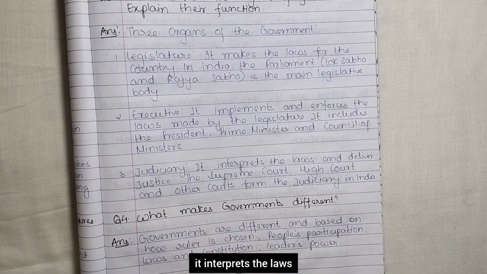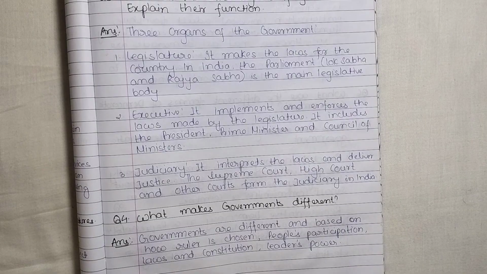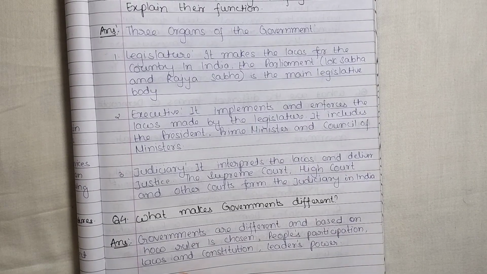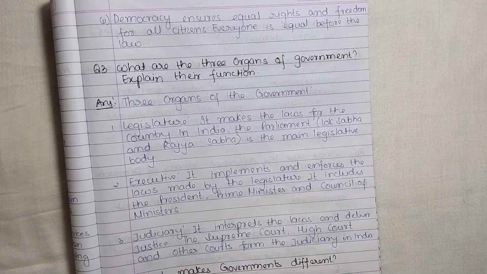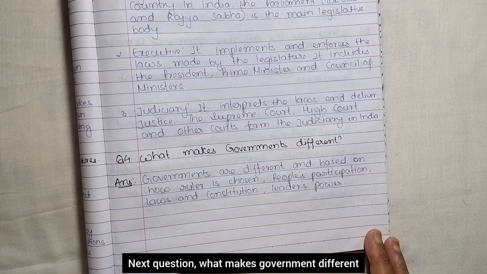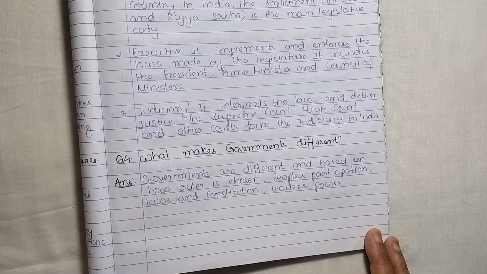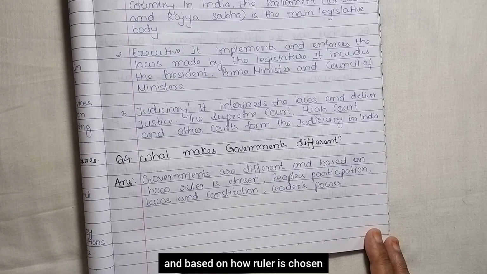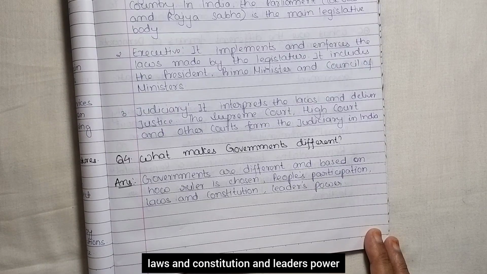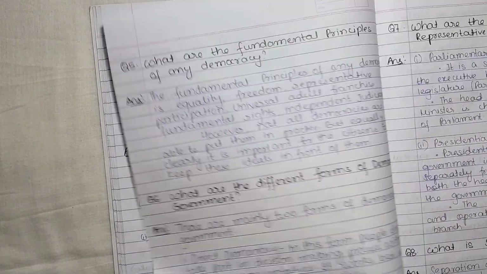Judiciary, it interprets the laws and delivers justice. The Supreme Court, High Courts, and other courts form the judiciary in India. So these are the three organs of government and their functions. Next question. What makes governments different? Governments are different based on how the ruler is chosen, people's participation, laws and constitution, and leaders' power. In this way the governments are different.